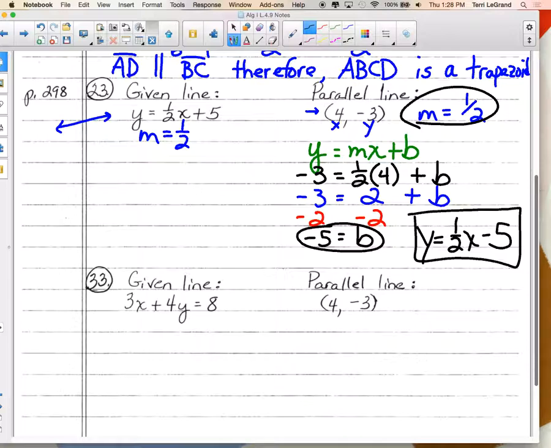They said, write an equation of a new line parallel to the given line that passes through ordered pair 4, -3. We have to check to make sure it's passing through ordered pair 4, -3. How are we going to do that? Well, here, I'll tell you.